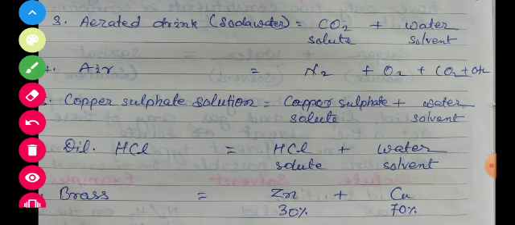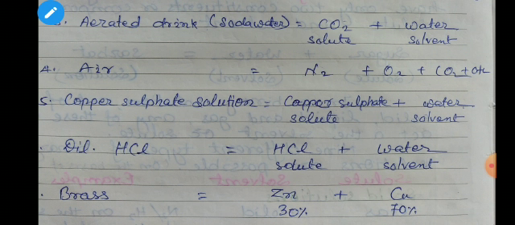Dilute hydrochloric acid, students, is what we get when we mix water in hydrochloric acid. So dilute hydrochloric acid is a combination of hydrochloric acid and water. Here the amount of hydrochloric acid is less, because of which it acts as solute, whereas water acts as solvent.